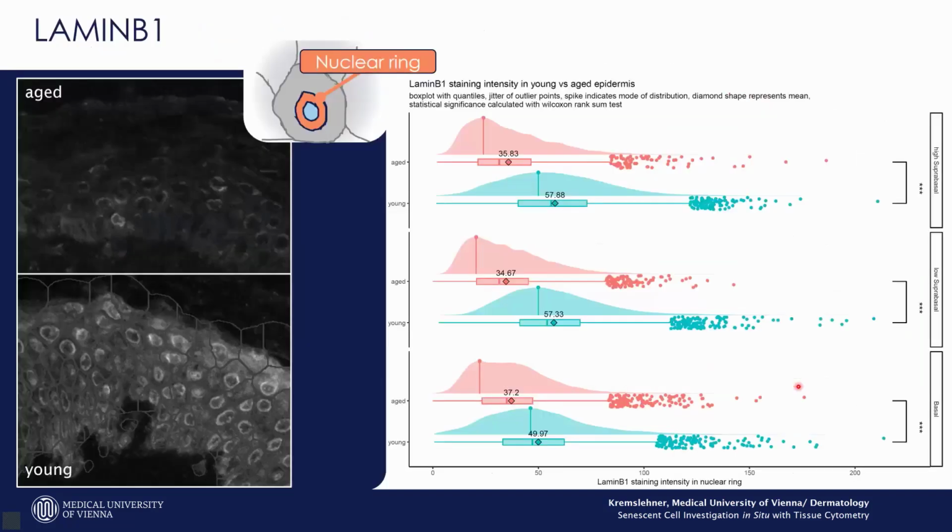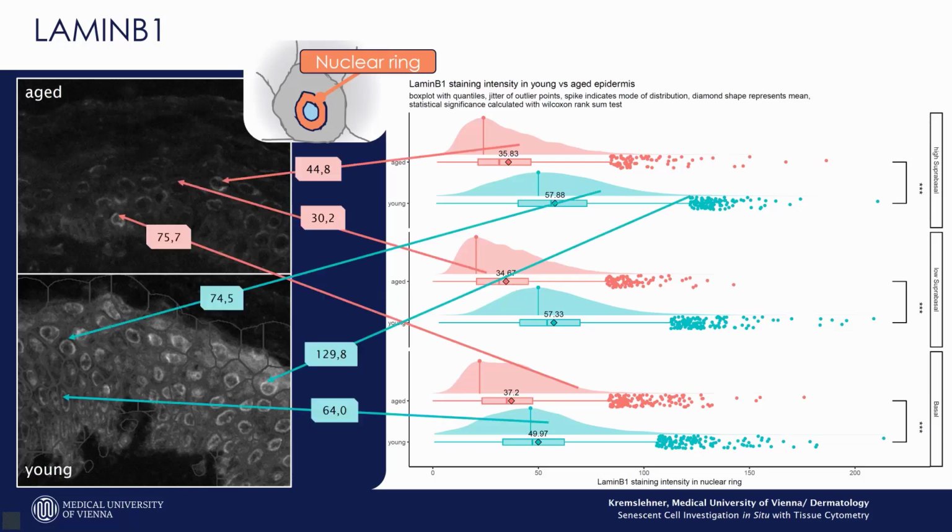And additionally, we measured lamin B1 staining intensity in the nuclear ring mask. Lamin B1 is a member of the nuclear envelope, and the loss of lamin B1, as Flo mentioned before, is a well-established marker for aging. And as we expected, there's a decrease of staining intensity in the aged tissue.